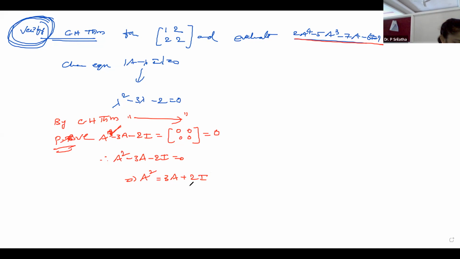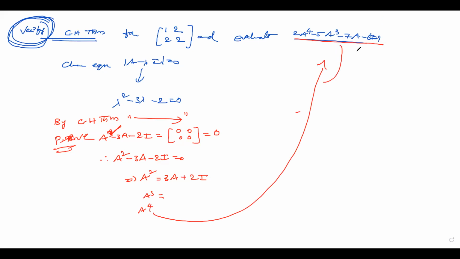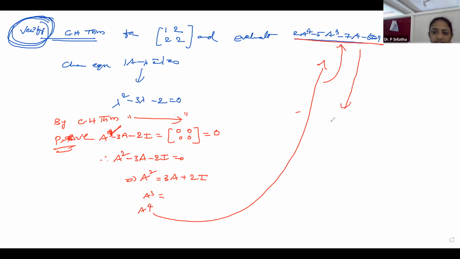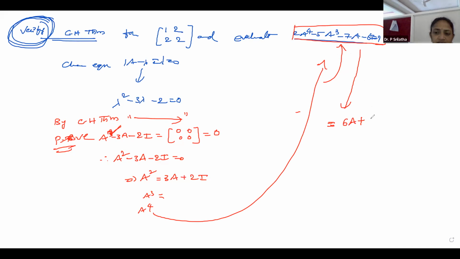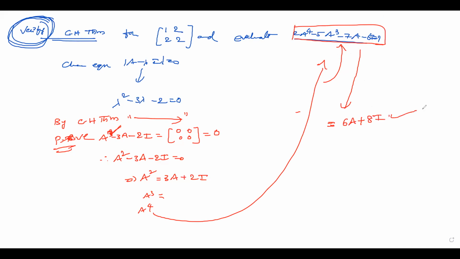Yes, ma'am. So what about A cube and A power 4? Then substitute A power 4, the highest power, here. Then after that substitute the A cube value, then the A value. After simplification, what is the answer here? Have you done this problem or not? Yes, ma'am. 6A plus 8I. So this is the required polynomial, right?